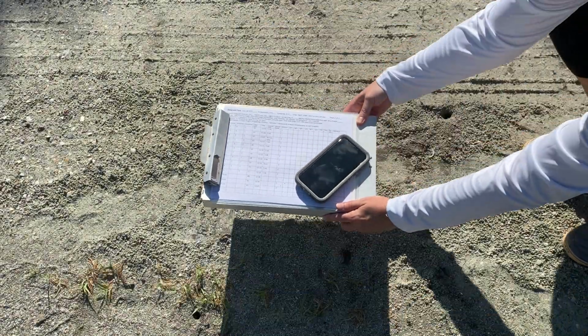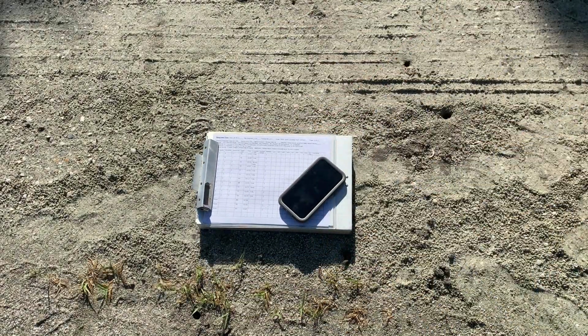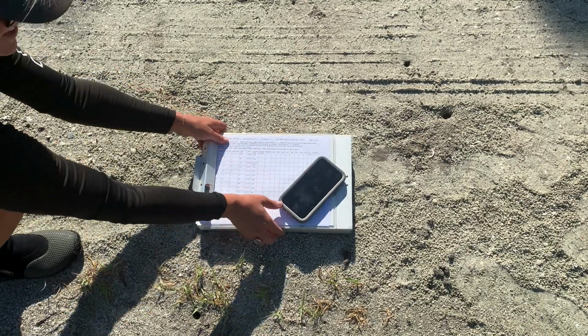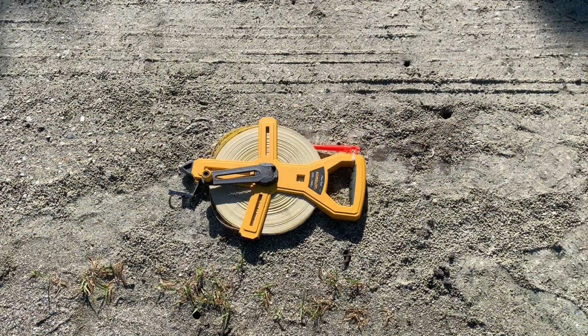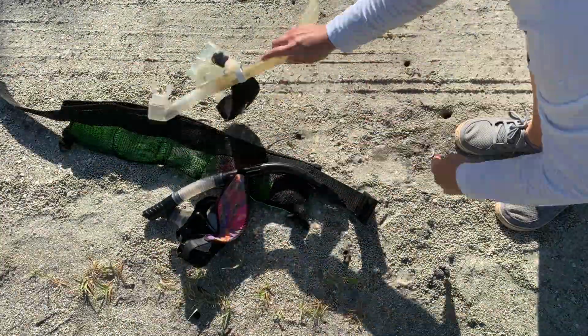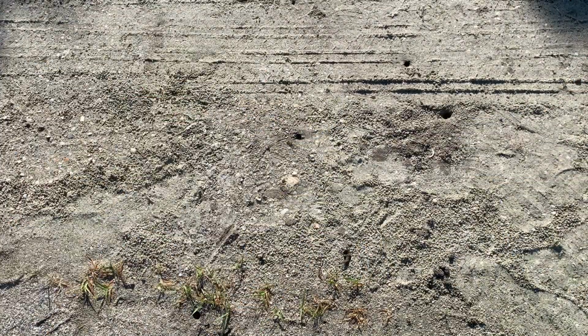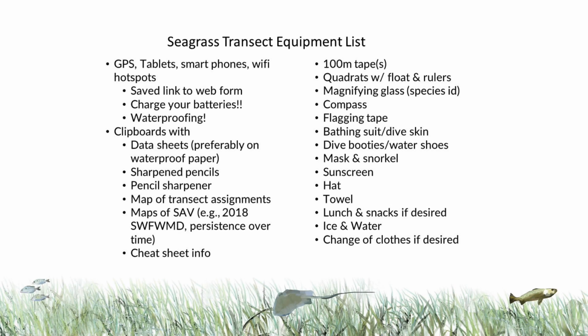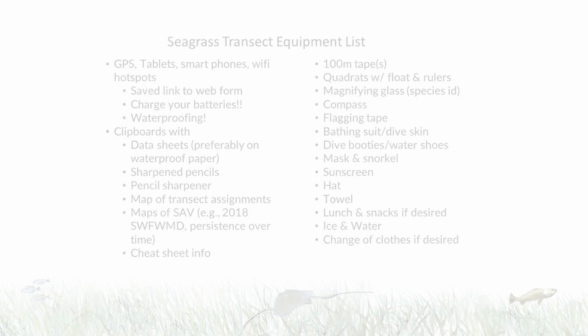This includes items such as data sheets, clipboards, phone or tablet or GPS unit, measuring tape, meter square and small quadrats, rulers, mask, weight belt, and Secchi disc. A suggested list is available online or upon request. Make sure that electronics are charged and in working order, as well as waterproof to the greatest extent possible. I definitely learned this the hard way. Also, please note that this list and discussion doesn't include any boat preparation that your organization requires.